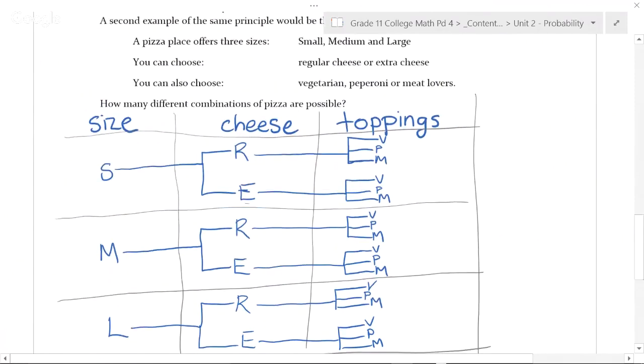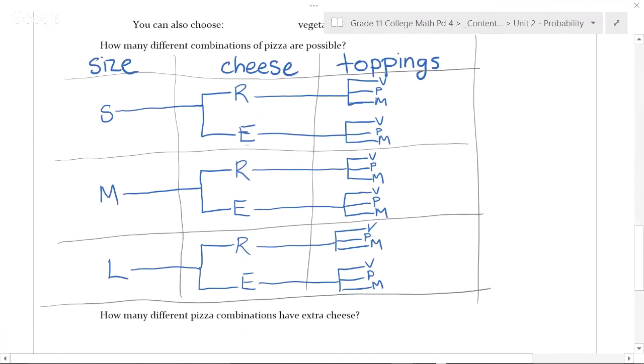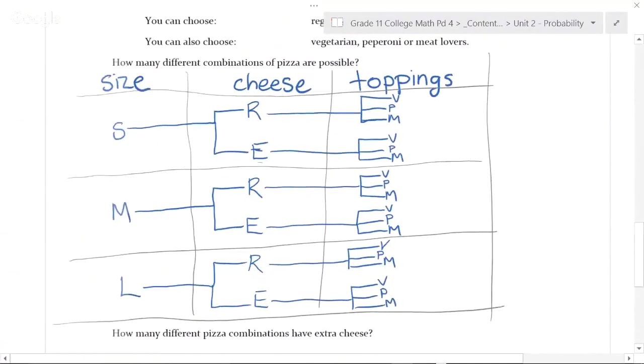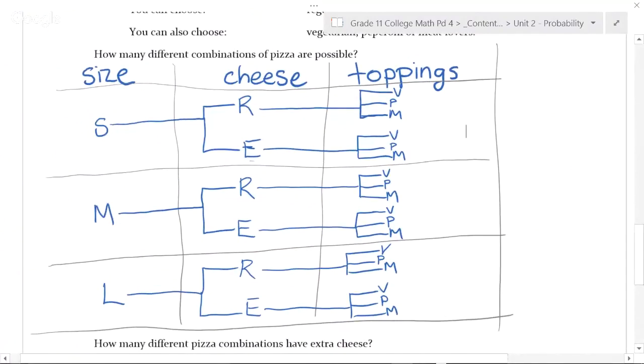So how many different combinations are possible? Well, again, it's as easy as going through and just counting them. So 1, 2, 3. So we're counting by 3s, right? Each of those final groups is 3. So 3, 6, 9, 12, 15, 18. There are 18 possible combinations.